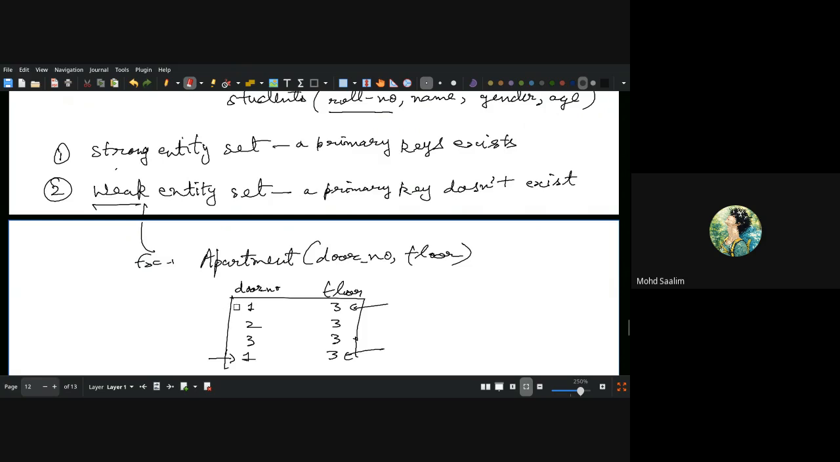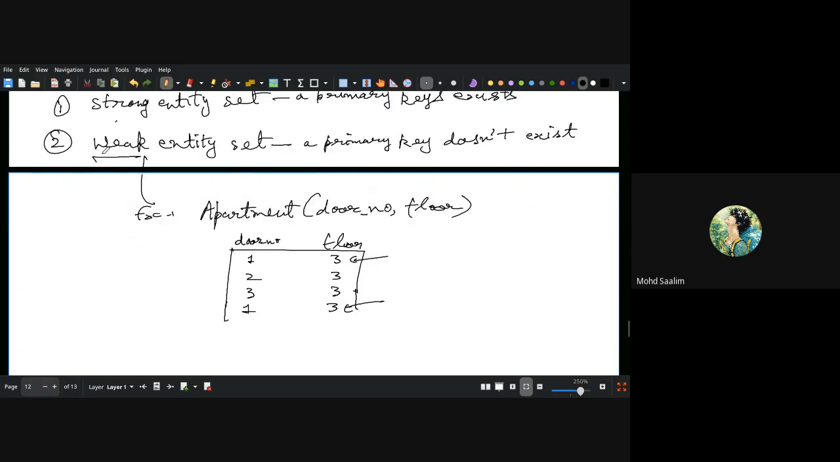No, sir. No, because it is seeing the data. It is not seeing the room. It is seeing data, and in this data, only 1 comma 3 is written 2 times. So how will it distinguish? That's why there are some techniques to deal with weak entity sets.